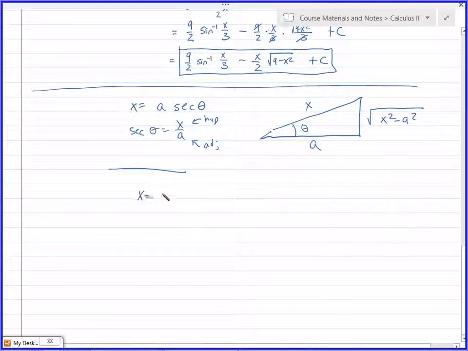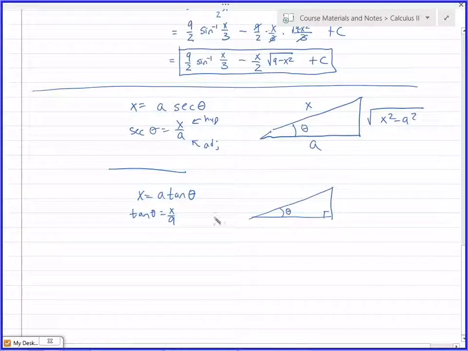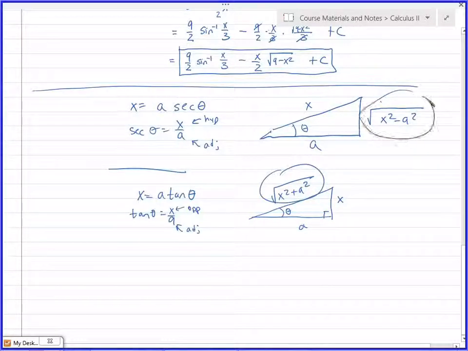If I had x is equal to a tangent of theta, then you have tangent of theta is x over a, and you can draw the triangle for that. Right? Because this is opposite over adjacent. So x over a, and that makes this square root of x squared plus a squared. And I'm finding these, in case you don't see that, just by the Pythagorean theorem. But now, again, from this, you can rewrite any trig function of theta in terms of x.